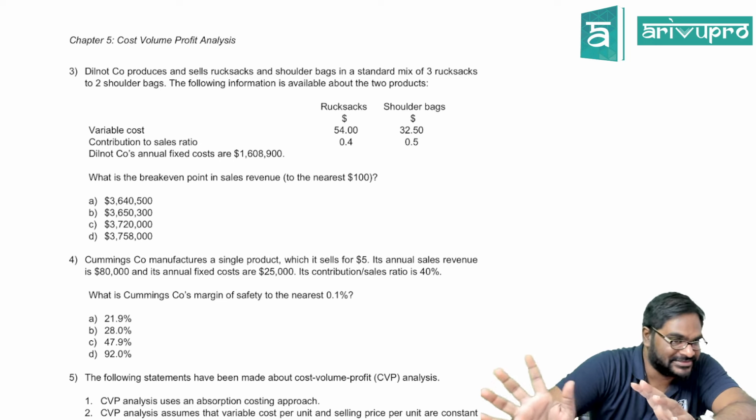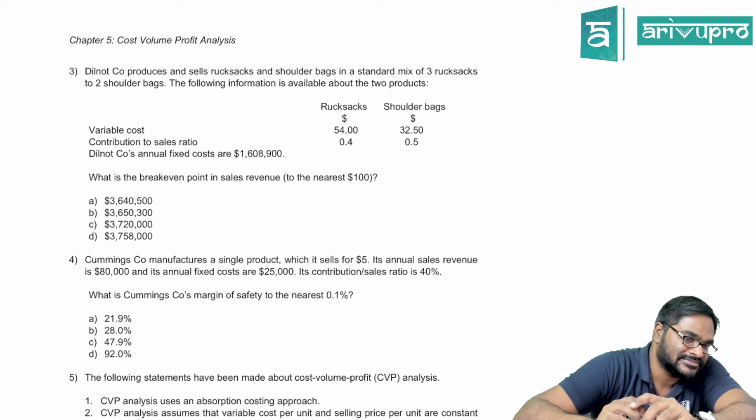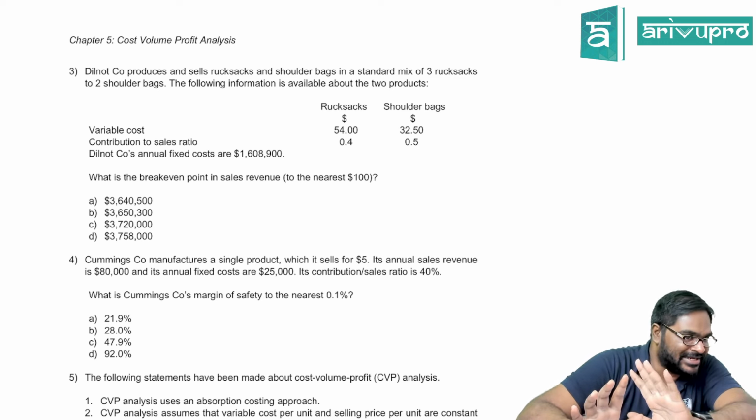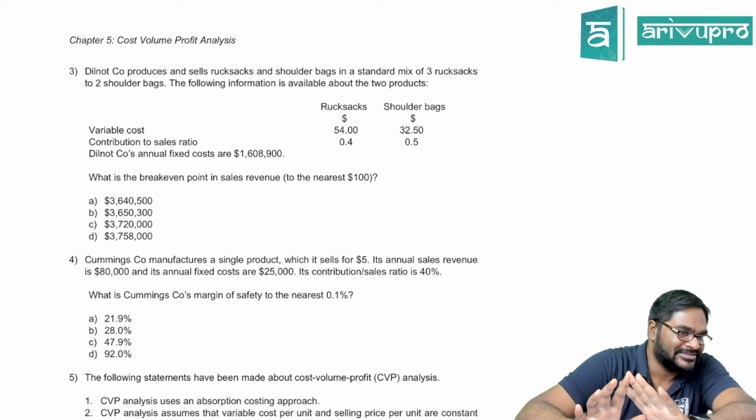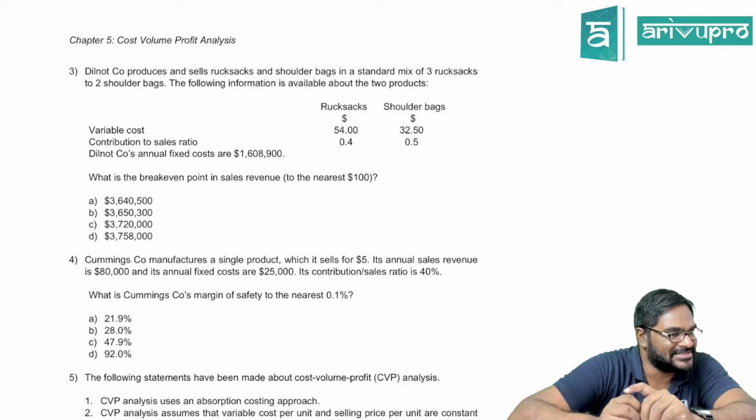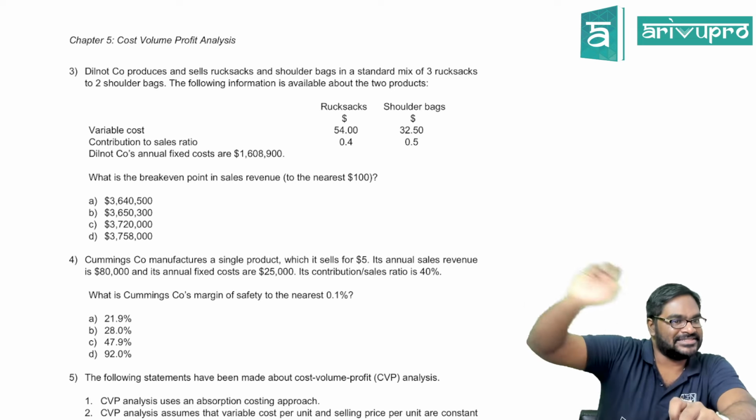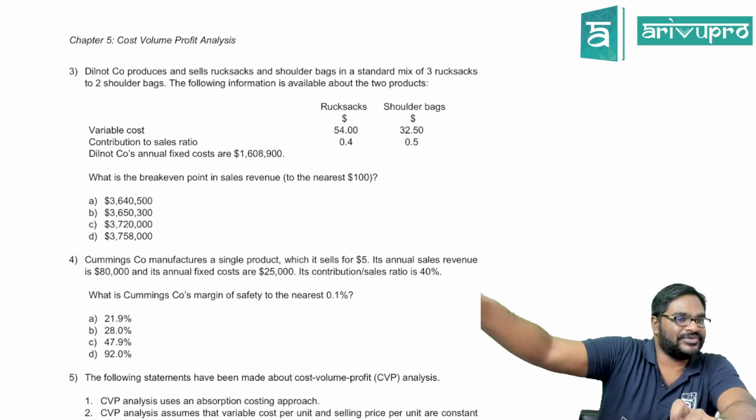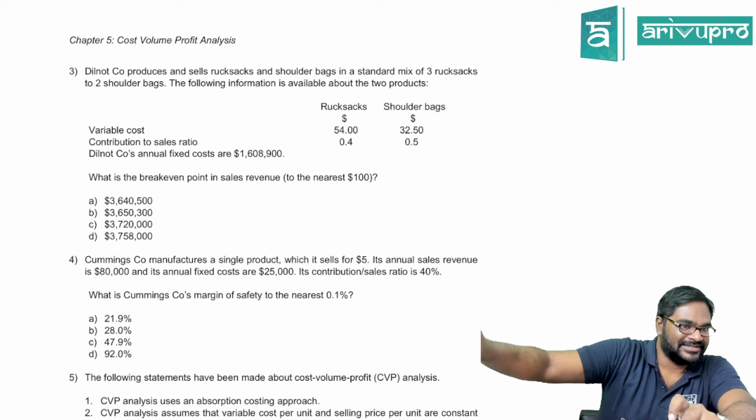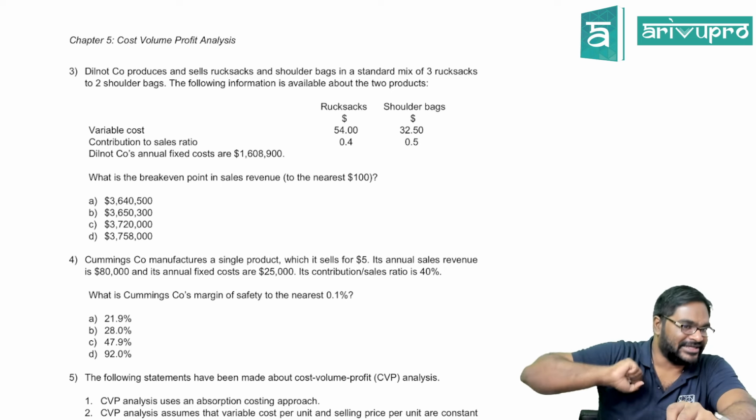Fixed cost is given. But the total sales is not given, right? Yes, quantity is not given, but the mix is there, right? So we can use the mix, isn't it? Because the mix would be constant. If the mix is constant, it doesn't matter the number of units we produce at the end of the day, right? Either way, the same mix will continue.